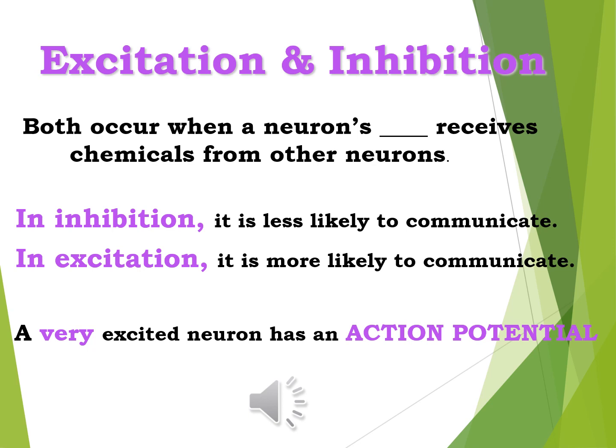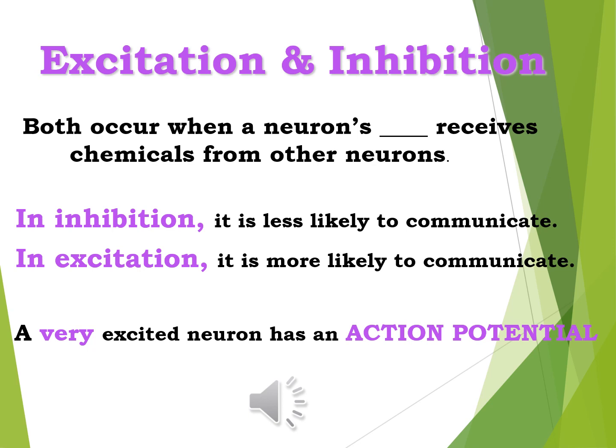So let's say that those dendrites are now receiving excitatory chemicals, causing the neuron to get excited. What this means is that the cell is now more likely to communicate. So inhibition, less likely. Excitation, more likely.